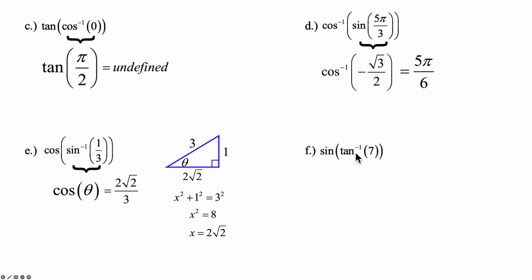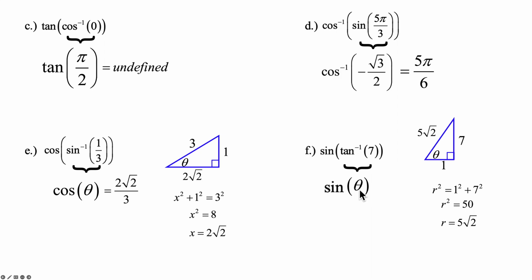Sine of inverse tangent of 7. 7's positive. We're in quadrant 1. So again, build a quadrant 1 right triangle. Opposite over adjacent, 7 over 1. Pythagorean theorem is going to give us 50 for r squared. Take the square root. Simplified, 5 square root of 2. That's my hypotenuse. So again, that's my theta.